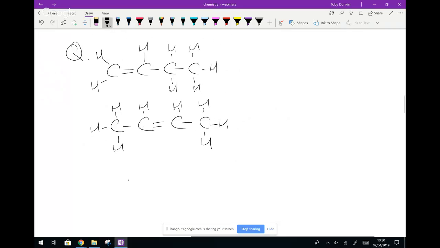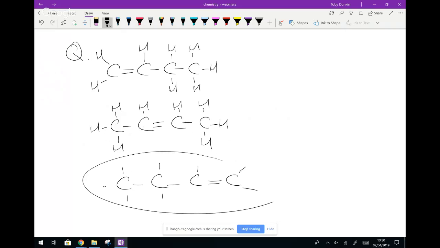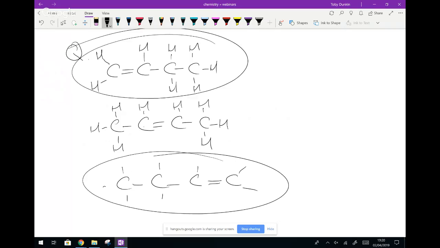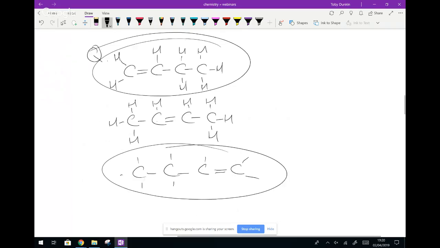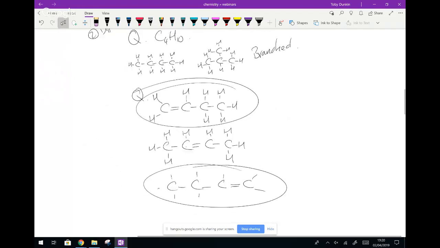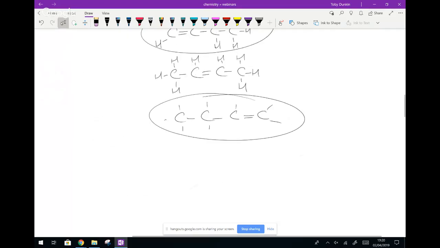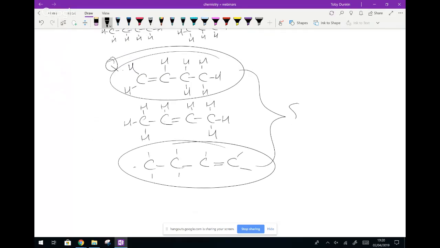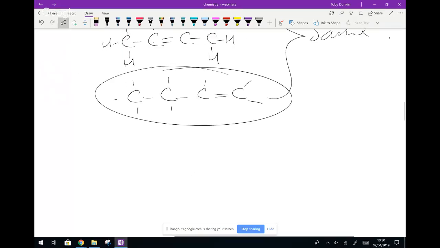Just to show you, people often think that this is another one. And it's not. The reason being is that this one is exactly the same as that one. It's just turned around. I thought you don't break the bonds. You break the wimps. Should never say breaking bonds. So nice to see that these guys here are the same. So that's a position isomer.